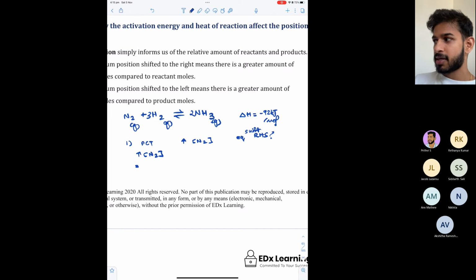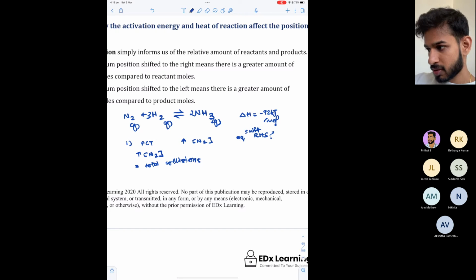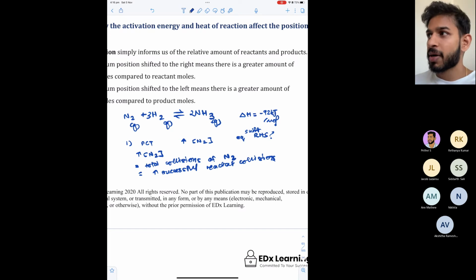So for everyone else, exam-wise, the way I'd articulate that is when you increase the number of nitrogen particles, you increase the number of total collisions of nitrogen, and you also increase the number of successful reactant collisions. Let's say 50% of all collisions are successful. If my collisions per second go from 100 per second to 200 per second, my successful collisions then go from 50, if there's a 50% success rate, to 100. So now I have a greater rate of successful collisions, which means my forward reaction rate has increased.